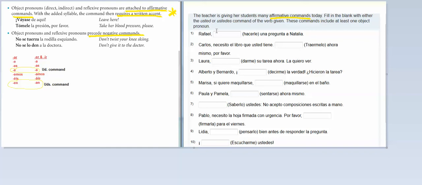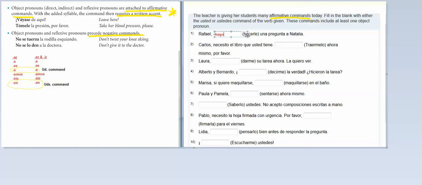Okay, so to do attached, we have "Rafael, hacerle una pregunta a Natalia." So we're saying, Rafael, ask Natalia a question. Okay, so what I want to do is I want to do hacer. I do it in the yo, which is hago. The le is the pronoun, which I'm going to put on the end of my verb as well. But first I do my hacer and make it hago.